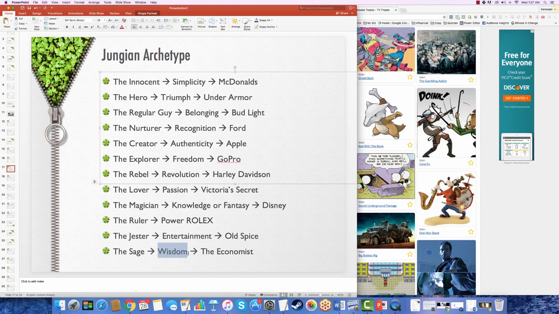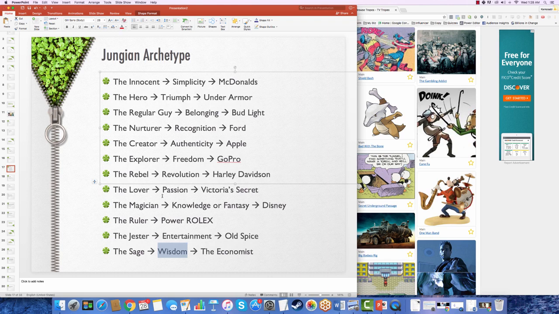And with the sage, one of the best brands that exemplifies that is The Economist, the magazine. They publish every single week and they have amazing editorial on the entire world when they do it. They show wisdom, they show context, they show a wealth of information. Wall Street Journal is another good example of the sage. And in marketing or in direct response, something you might be familiar with, the example of the sage would be Jay Abraham. He exemplifies wisdom and cross-industry understanding of everything.